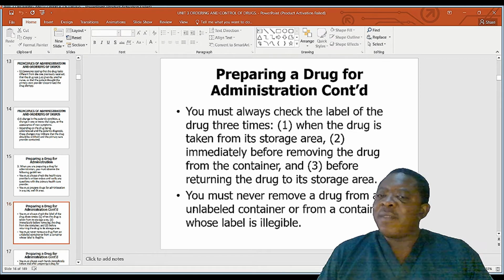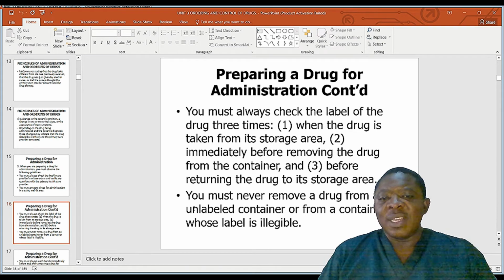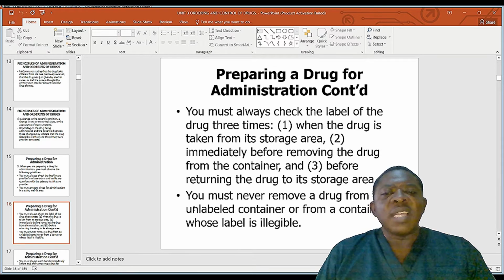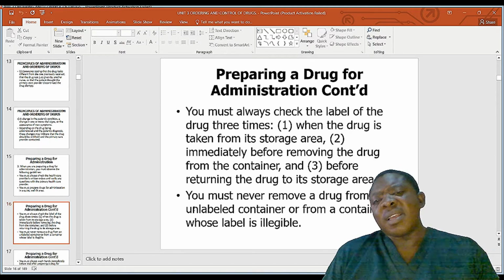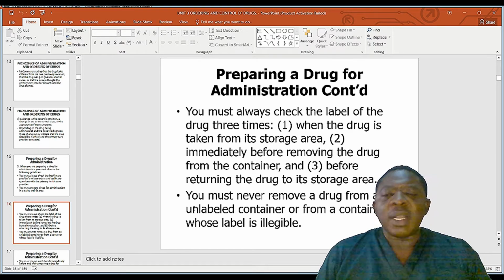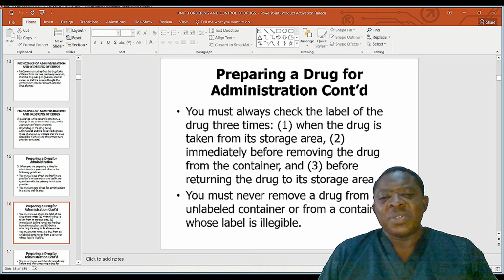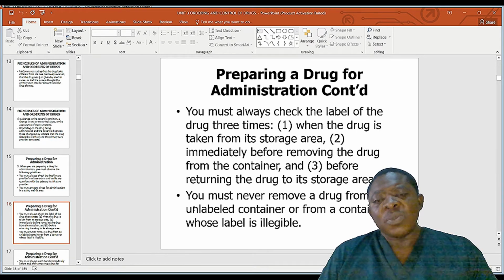You must never remove a drug from an unlabeled container or from a container whose label is illegible. So there are no assumptions when you're giving drugs. No, this looks like a P, so this drug might be this, and the likes. Everything should be clearly written. No assumptions. Of course, this is to avoid errors. There are a lot of names of drugs that may have similar names. So simply making assumptions will not help.